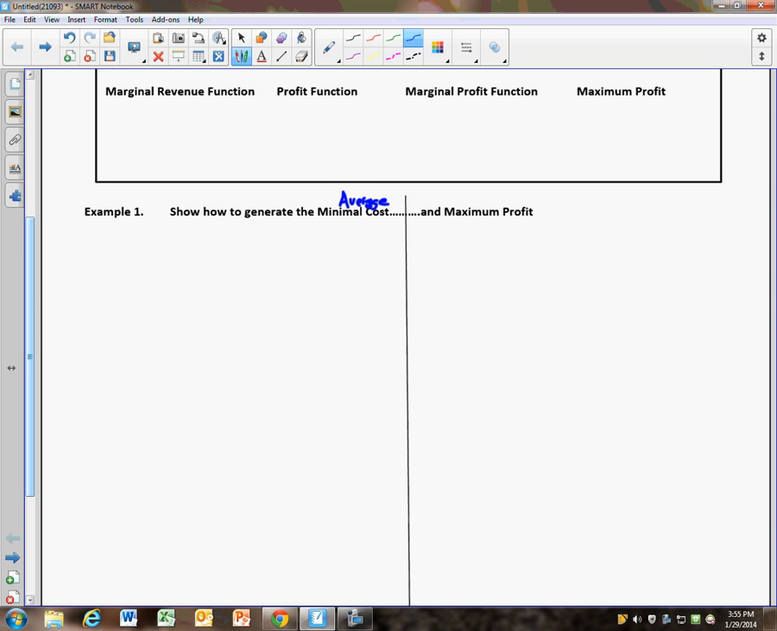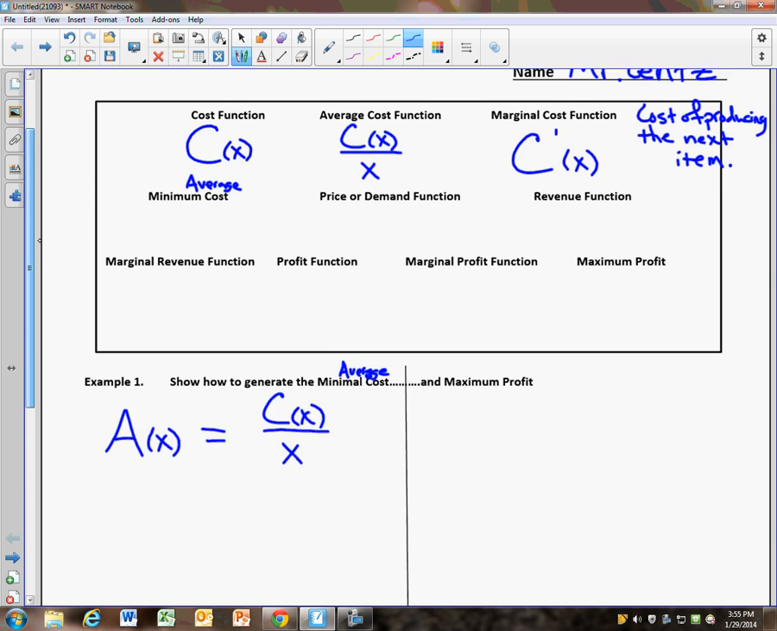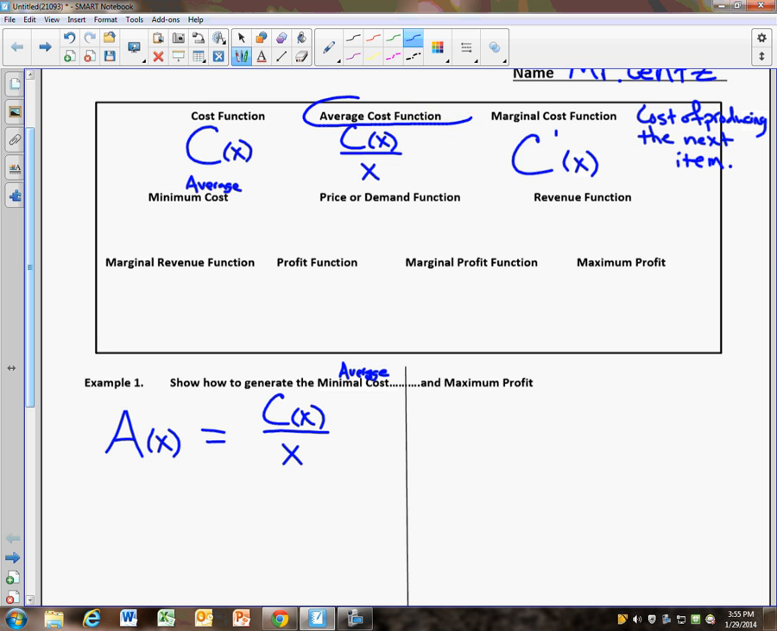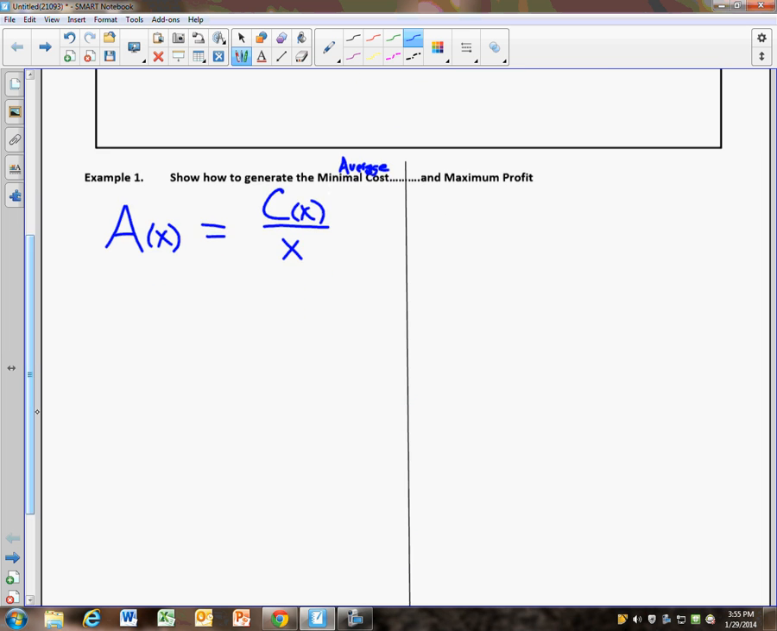And so if we want to minimize the average cost function, we'll say A of x is equal to C of x over x. We've already identified that. We're just naming it average cost function, A of x. And if you want to minimize, it means we take the derivative and you set it equal to 0.